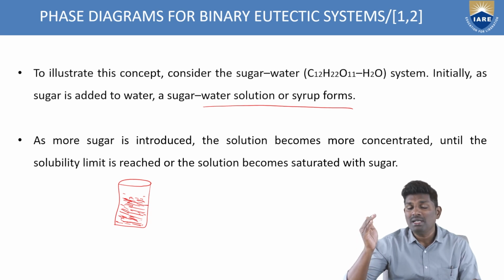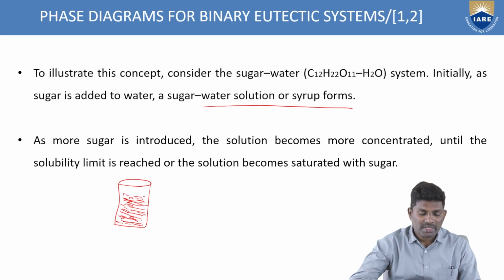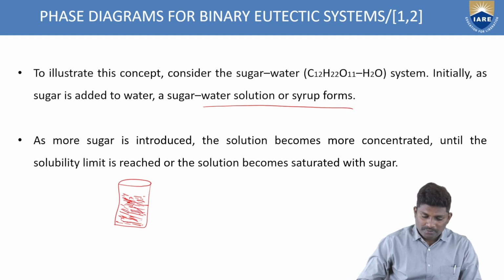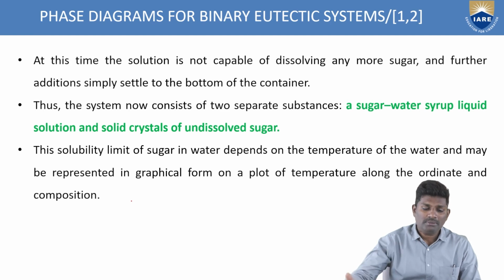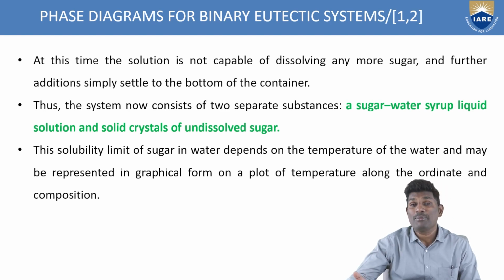So until the solubility limit is reached, the solute you are adding into the solvent will be dissolved, and the concentration is being increased here. Now, after that, what is happening? At this time, the solution is not capable of dissolving any more sugar. Why? Because the thickness of the water is very high, the concentration is very high. That's why though you add more sugar into the syrup, it won't dissolve into that syrup.